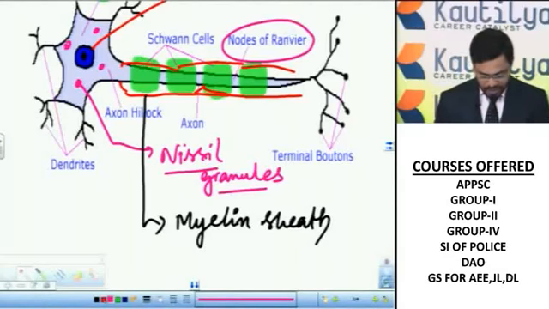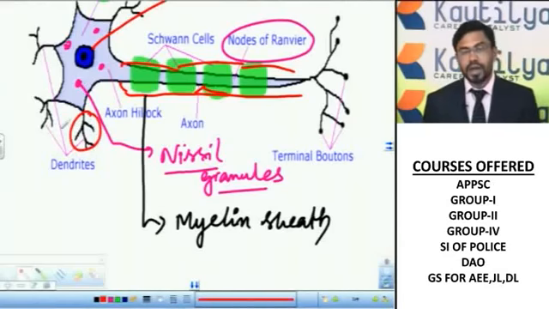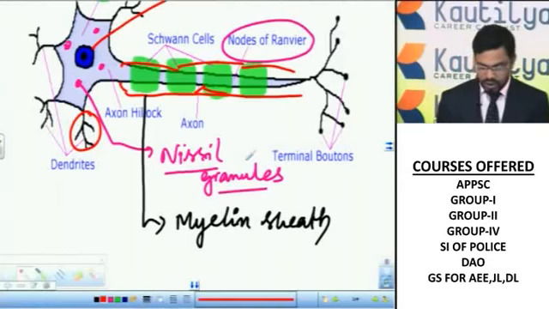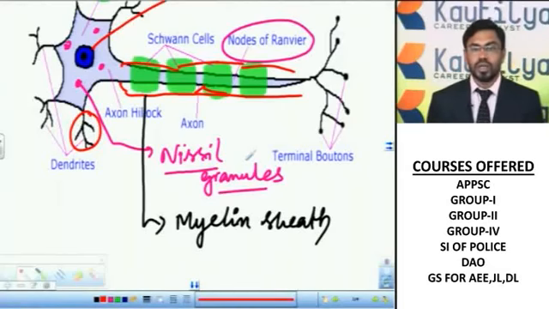The branched processes which arise from the cyton are called dendrites. So these are the dendrites. At the nerve ending, or at the tip of the axon, small branched structures are present. These are called terminal boutons, or teledendrites. So this is the structure of a neuron, or a nerve cell.